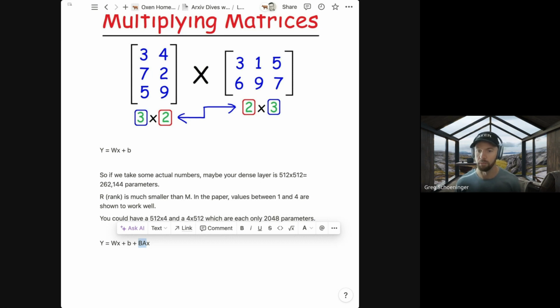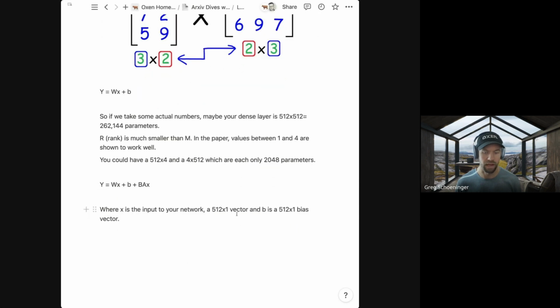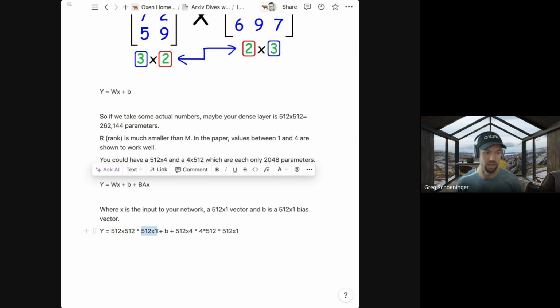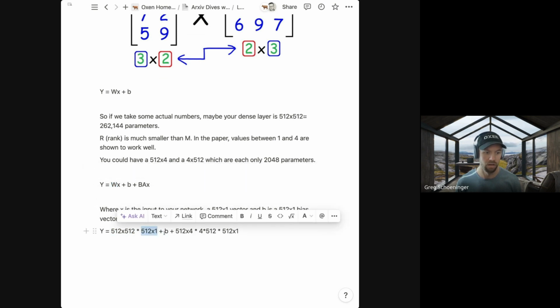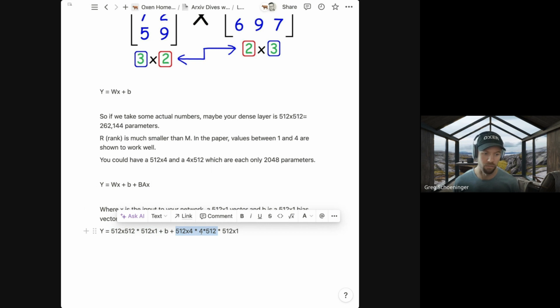So with our actual values there, if you have an input to the network that's 512 by 1 in terms of an x, then you would have y equals 512 by 512, which is this w here, times the x, which is 512 by 1, plus b, which is also 512 by 1. And then it's 512 by 4 times 4 by 512 times 512 by 1.